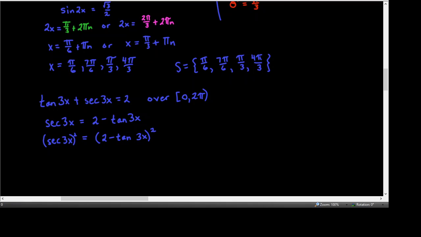Yeah, I might be creating extraneous solutions. Absolutely right. So that means we're going to have to remember to check all solutions. Some of them may be extraneous. Okay, so we get secant squared of 3x, we get 4 minus 4 tangent of 3x plus tangent squared of 3x.